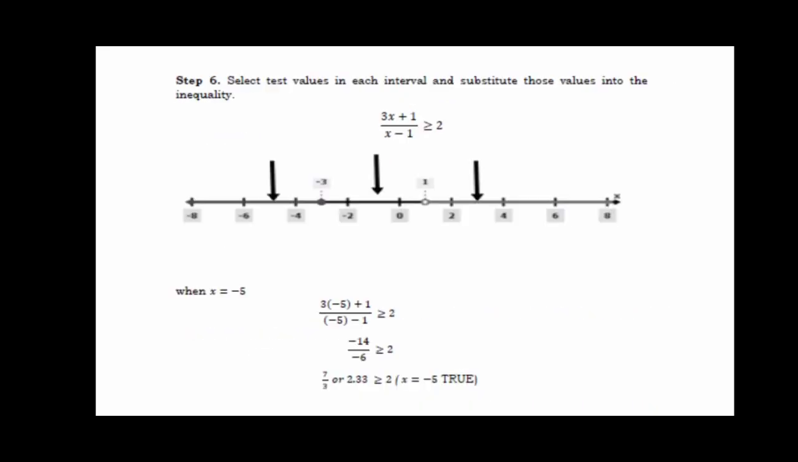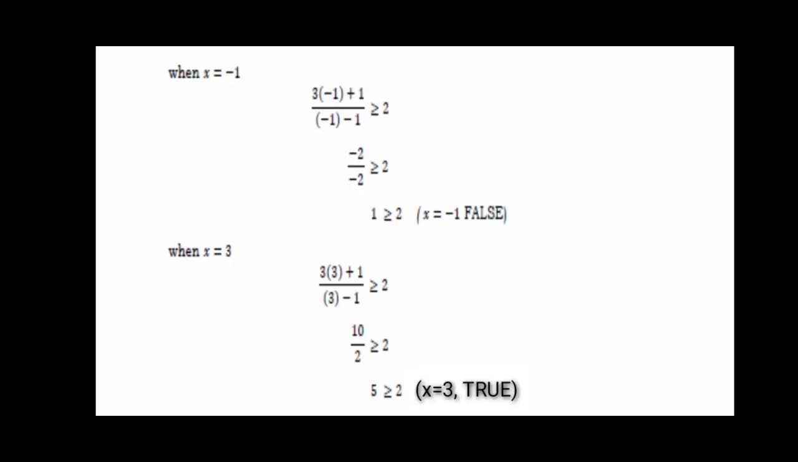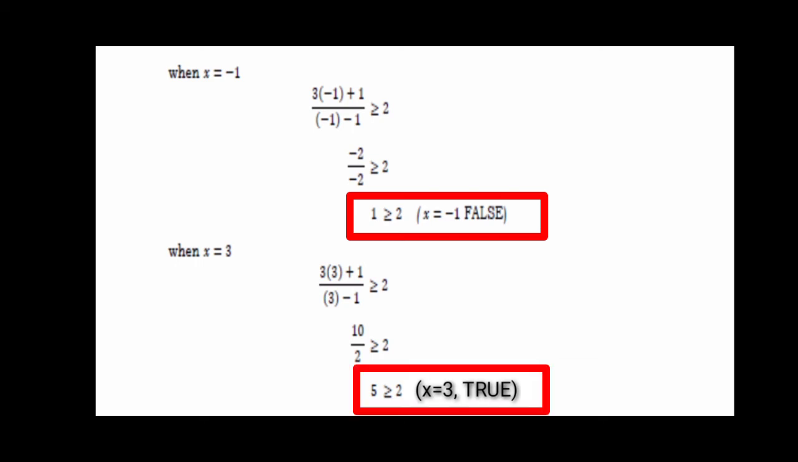Step number 6 is to select test values in each interval and substitute those values in the inequality. So when x is equal to negative 5, it is true. When x is equal to negative 1, it is false. When x is equal to 3, it is true.